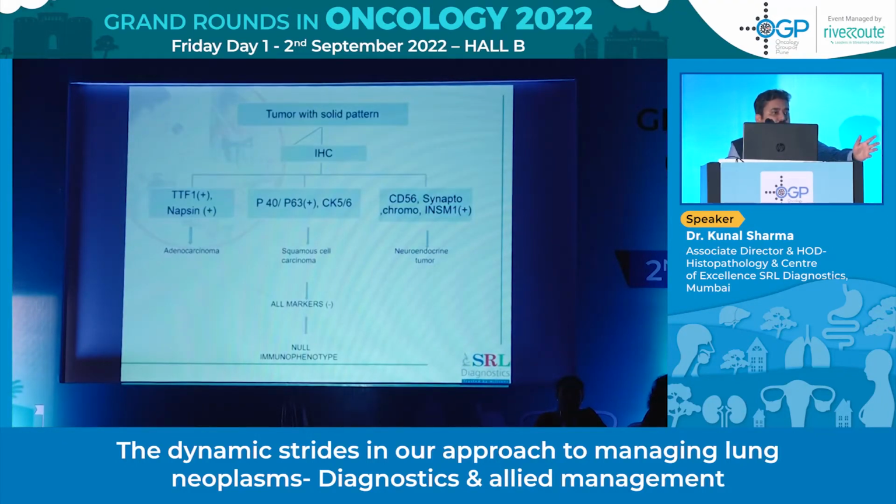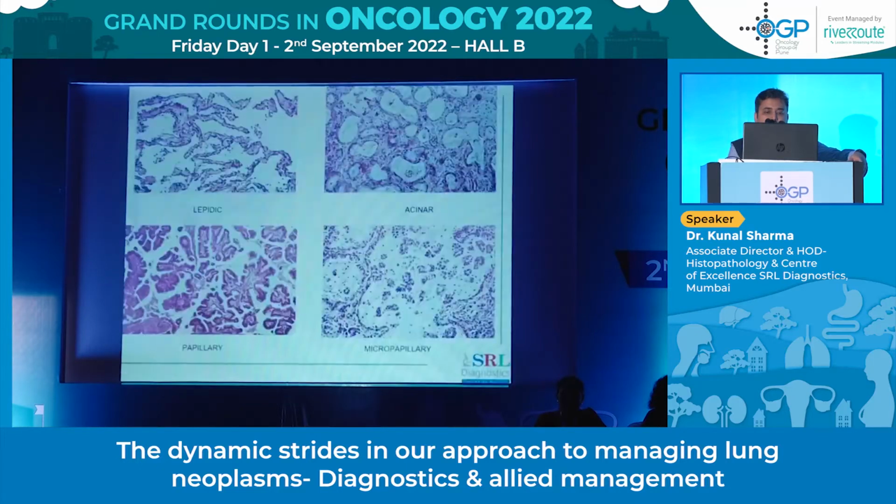There are different IHCs that we use for lung cancers. TTF1 and napsin are specific for adenocarcinomas. We have P40, P63, CK5-6 for squamous, and we have the neuroendocrine markers like synaptophysin, chromogranin, CD56, and INSM1 for neuroendocrine tumors. Sometimes we encounter cases in which all markers are negative, and these show the null cell immunophenotype.